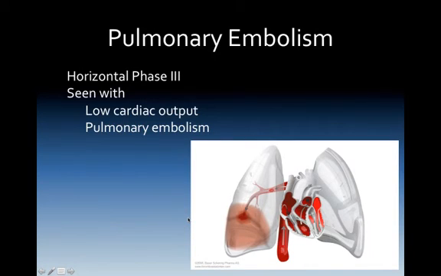Pulmonary embolism. This will flatten out or create a horizontal aspect to phase 3. Now, instead of a nice upward slope to our capnographic waveform, this will be nice and flat. Also, it may have lower amounts of perfusion, so we may only see just a little bit of gas sampling, depending on how big the PE is.